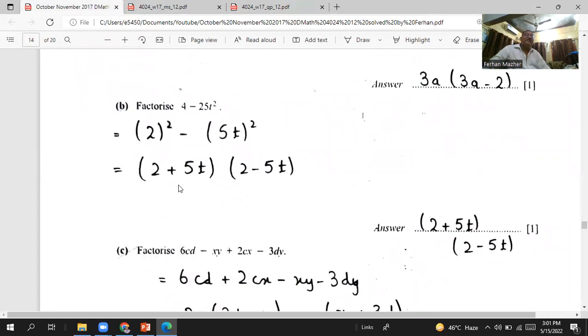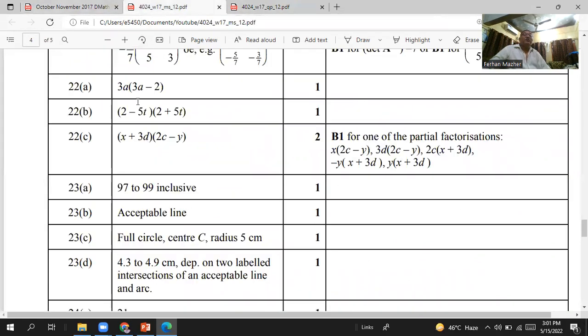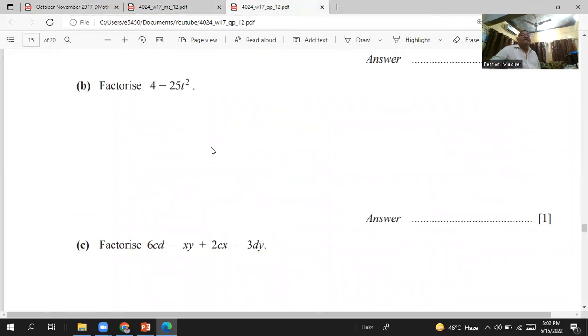So this is your answer, sir. So let's confirm. 2 minus 5t, 2 plus 5t. So our answer is right.